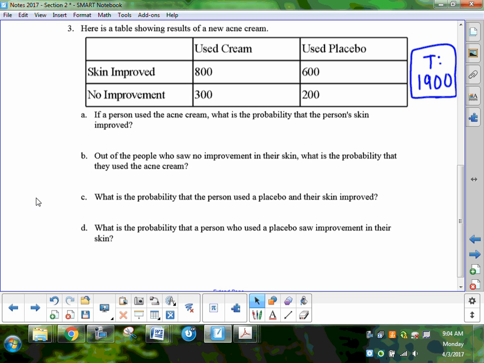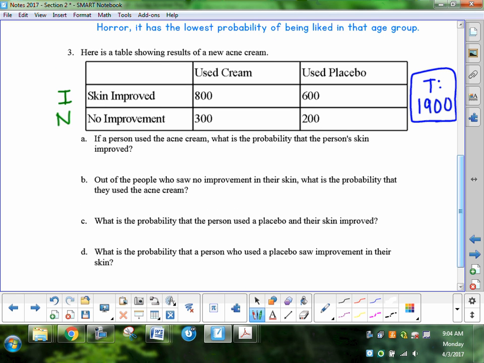Now, I made some bands. So over here is going to be improved skin. Going across means that their skin improved. Over here is going to be no improvement, so I'm going to write an N for no. And then over here, I'm going to put down these people use the cream, and this group use the placebo. So I've got some letters there that's going to help me with my probabilities.